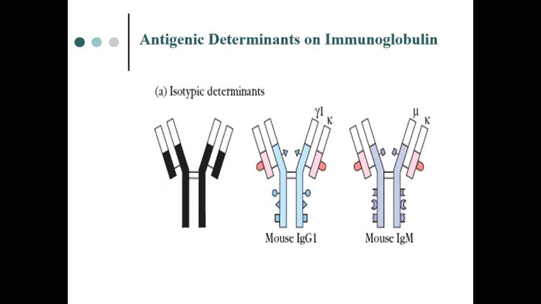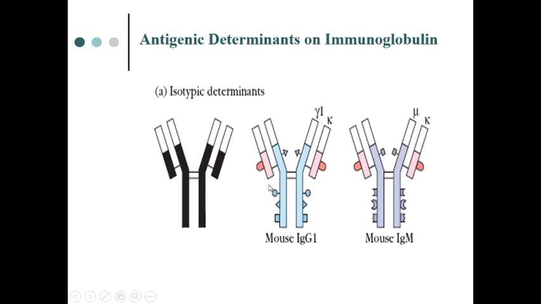Now take into consideration these 2 antibodies, the IgG as well as IgM, which are of mouse origin. When they are introduced into another animal, that is rabbit, they trigger the production of antibody in the rabbit, and the rabbit antibody is capable of binding to specific sites on these 2 antibodies, and those sites have been represented by different colored regions.